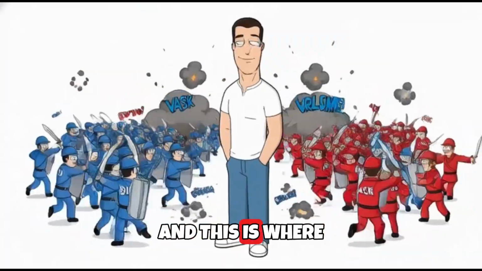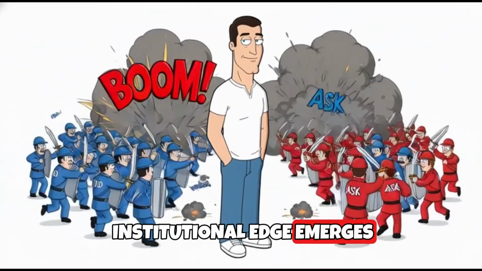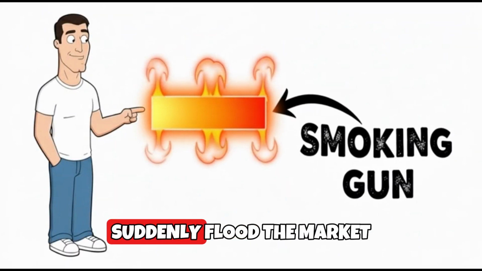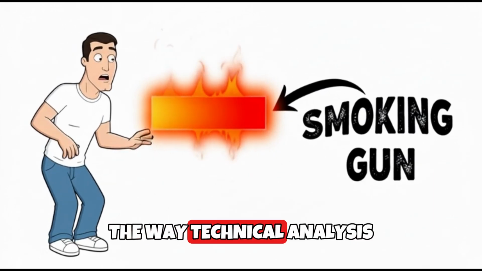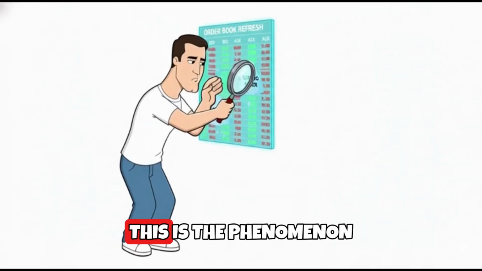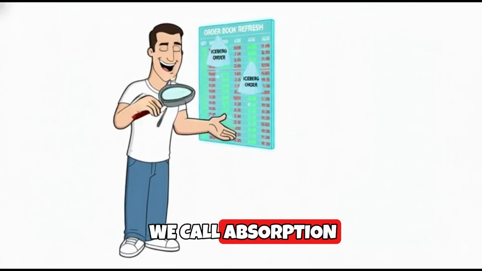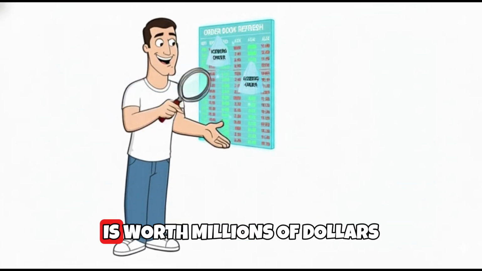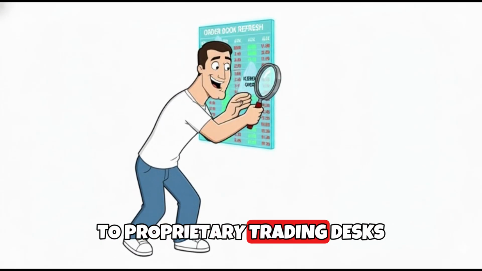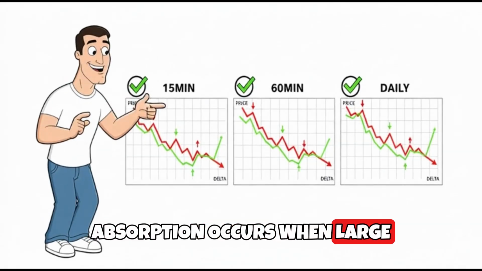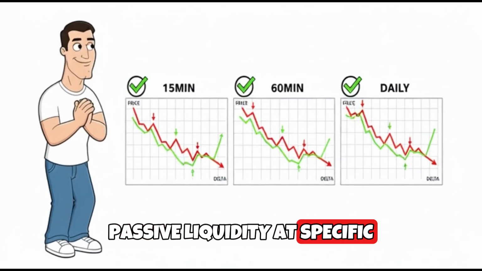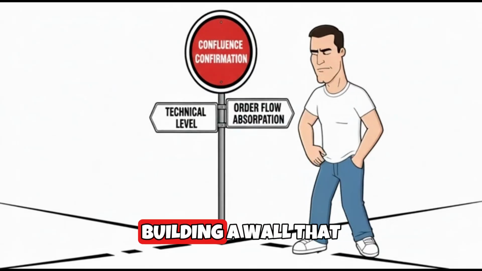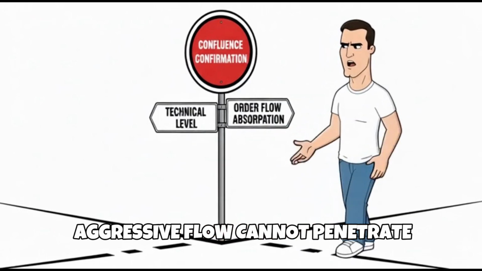However, and this is where institutional edge emerges. What happens when aggressive sell orders suddenly flood the market during an uptrend, but price doesn't collapse the way technical analysis suggests it should? This is the phenomenon we call absorption, and recognizing it in real time is worth millions of dollars to proprietary trading desks. Absorption occurs when large institutional players are willing to provide enormous passive liquidity at specific price levels, effectively building a wall that aggressive flow cannot penetrate.